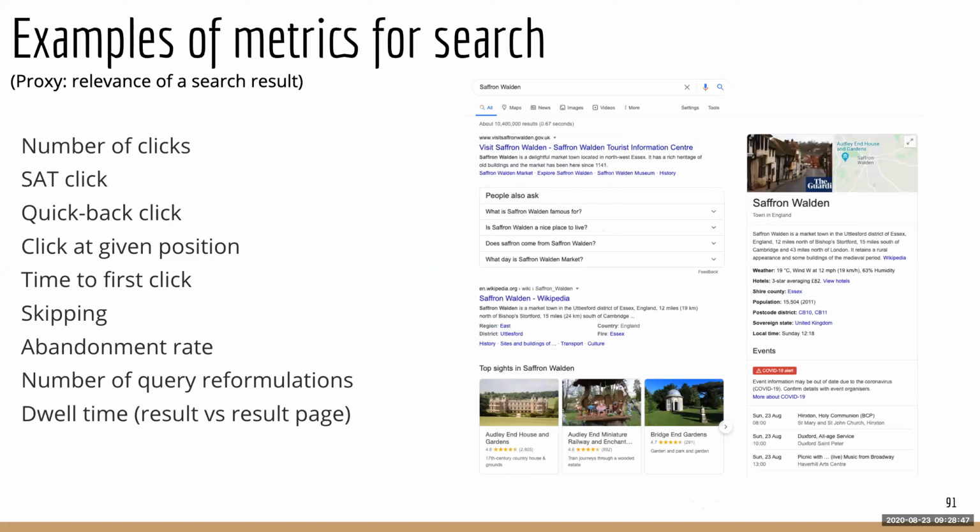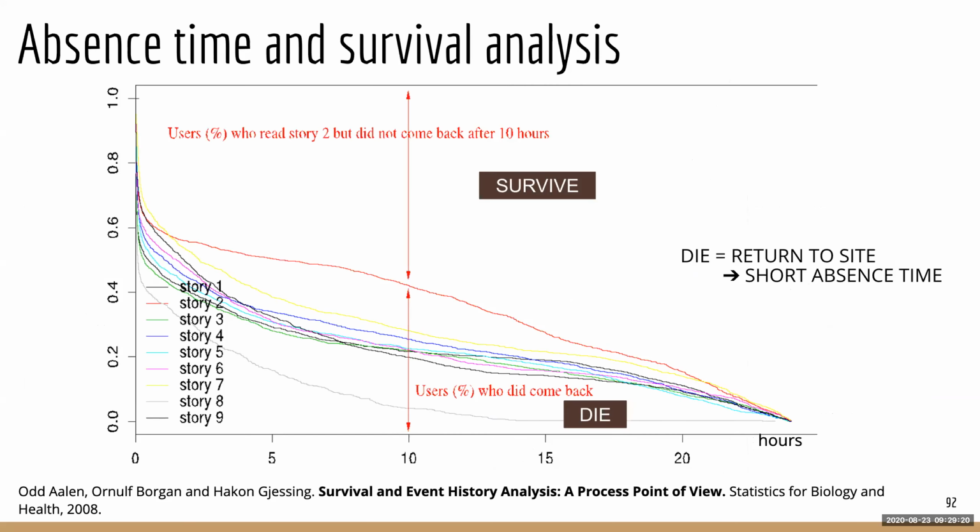Example of metrics for search: number of clicks, satisfaction, sat clicks, so a click maybe longer than 70 seconds, meaning the user didn't come back. The opposite is a quick back click, usually 30 seconds. Click at a given position, where is the click? Time to the first click. Skipping, abandonment rate, number of query reformulations, and dwell time on the full result page, but also on the result document itself, when the user actually clicks and ends up in the document.